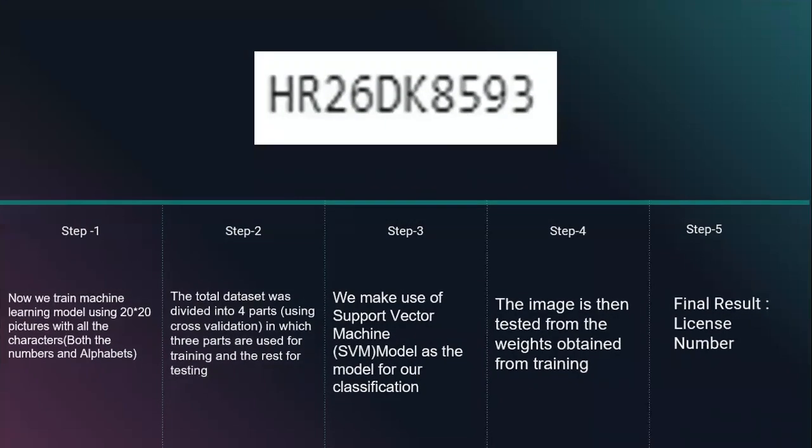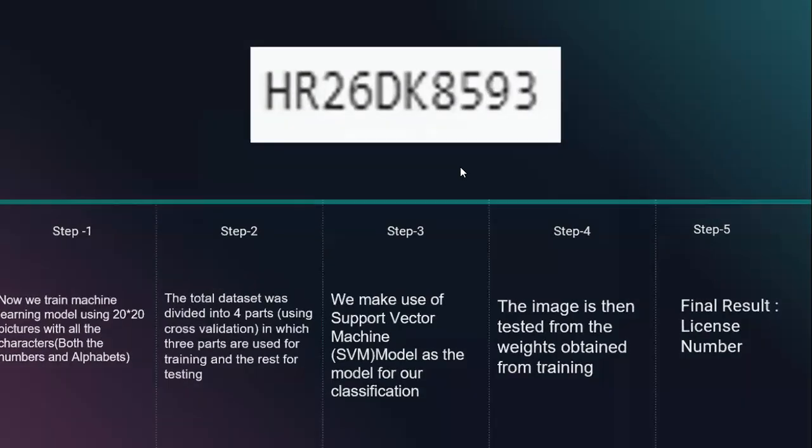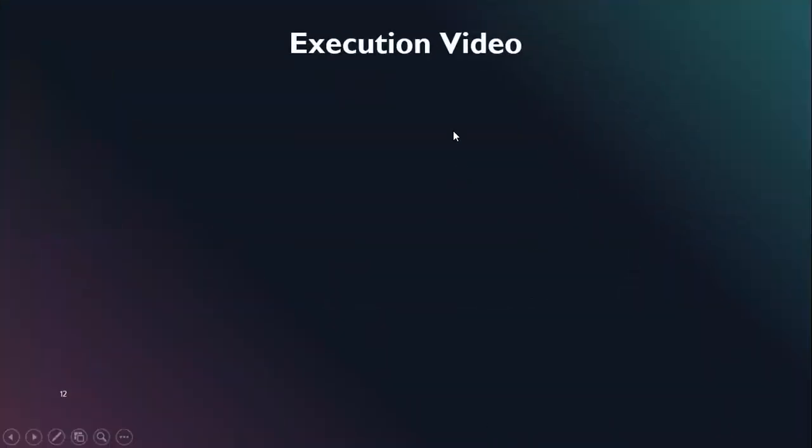First step is that we train the machine learning model using 20 cross 20 pictures with all the characters. Then the total data set was divided into 4 parts using cross-validation, in which 3 parts are used for training and the rest are for testing. We make use of the support vector machine SVM model for our classification. Then the image is tested using the weights obtained from training. The final result is the license number, as you can see over here in the image. Then we'll see a small execution video.